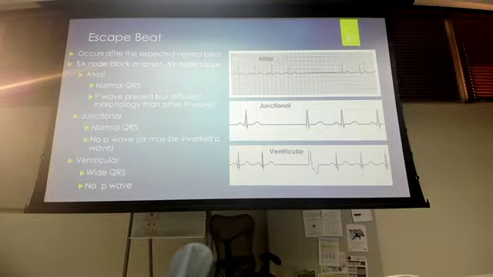Here it occurs later. For junctional, no P wave. A ventricular escape beat is occurring later with no P wave. This one is occurring later with a P wave.